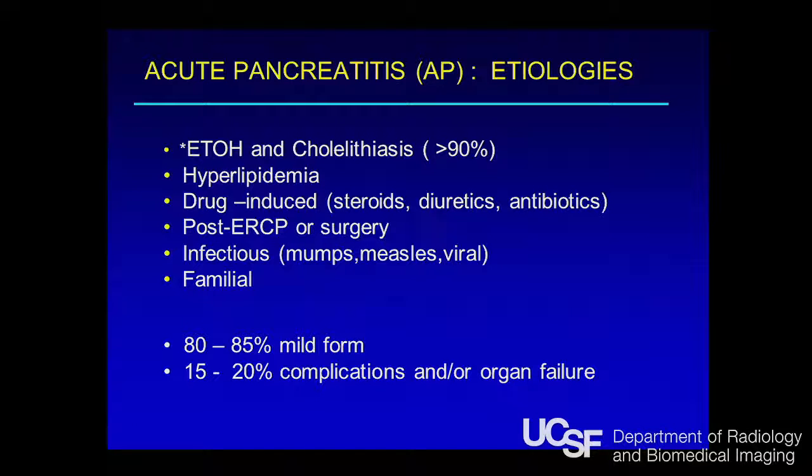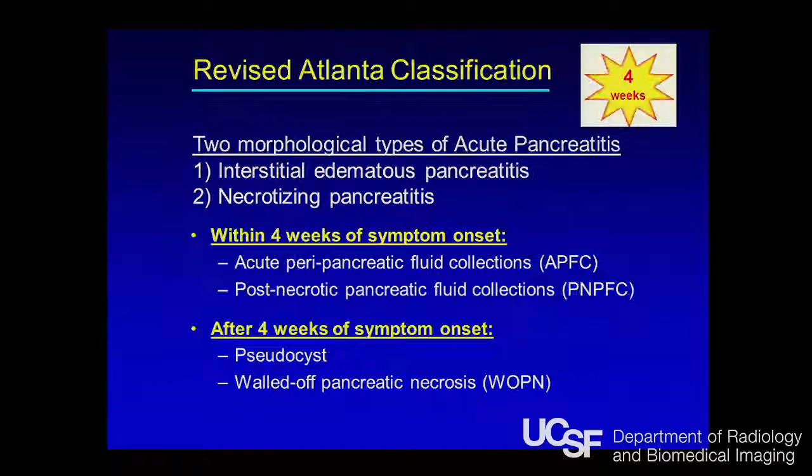So as you all know, most cases of acute pancreatitis are due to alcohol and cholelithiasis. You can see the list of less common etiologies. The good news is that by far up to 85% of cases are actually mild, and it's only in about 15% of cases that you will have complications, in particular necrosis.